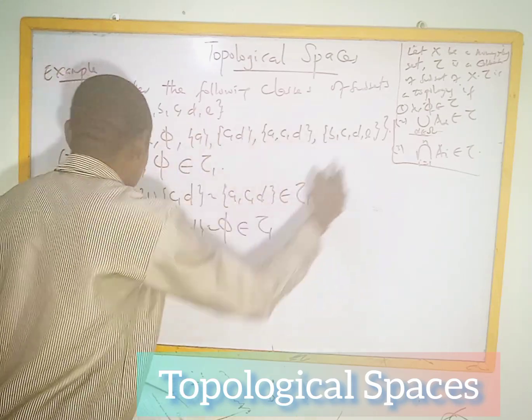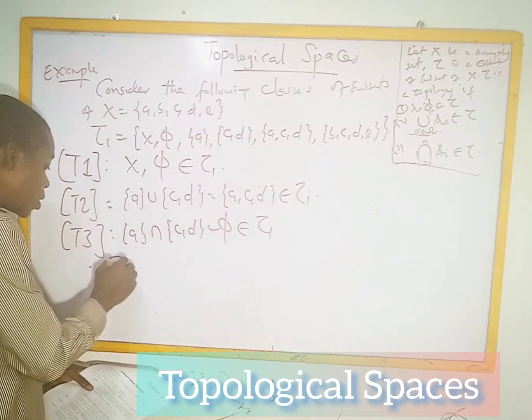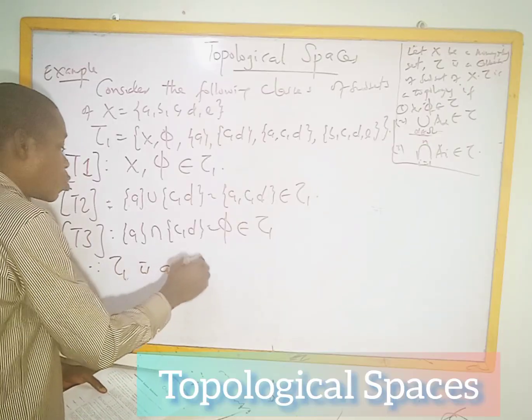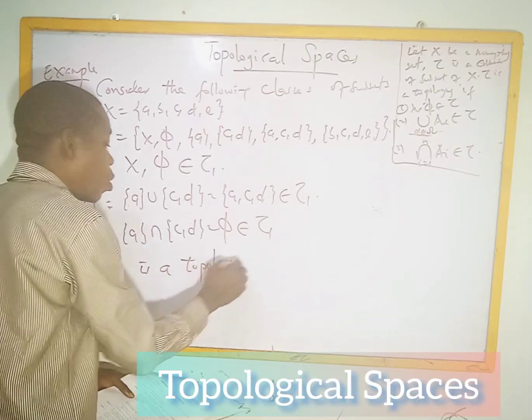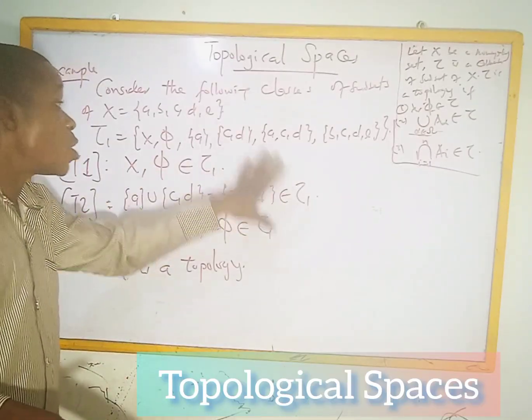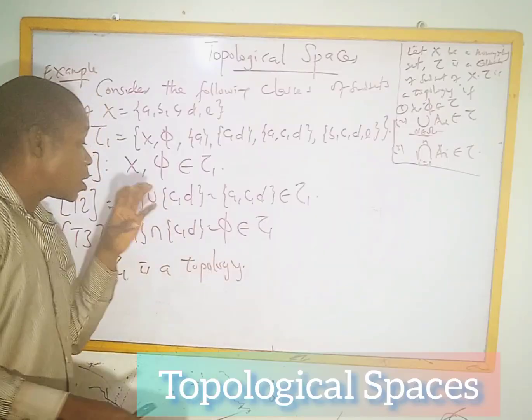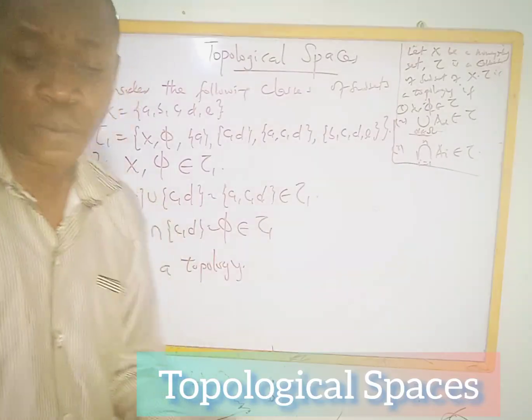So it shows that the three conditions are satisfied. Therefore, that one is a topology. Once you verify all the three conditions and they are satisfied, then you can call it a topology. I hope you are following now.